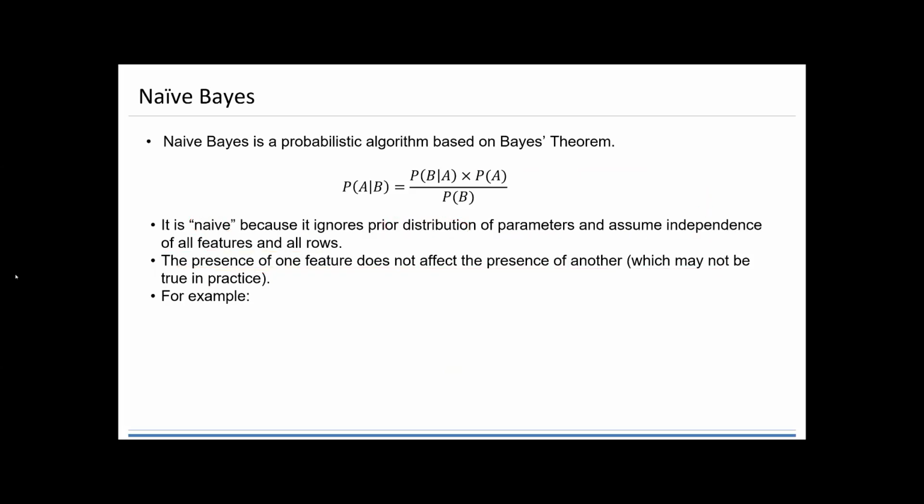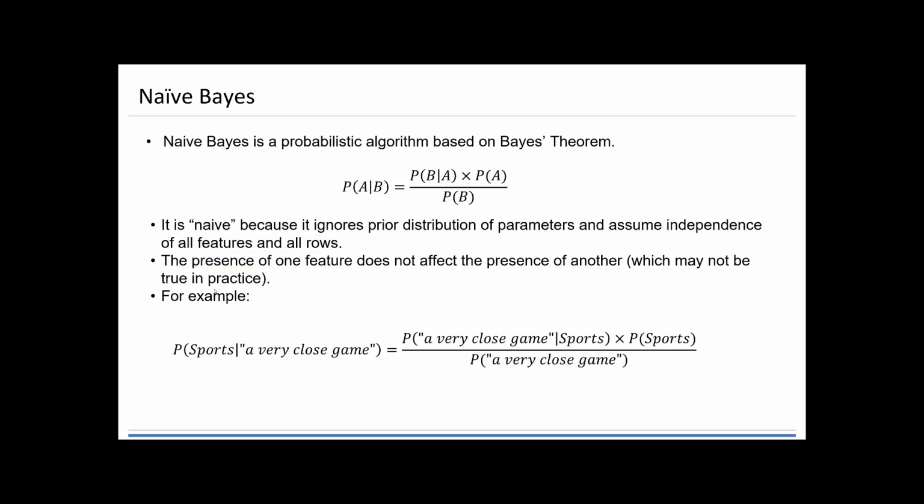So for example, if we have the probability of sports given the text "a very close game", it means I can know what is the probability that this text appears given that the category is sports, and I can multiply with the probability of sports and divide it by the probability of "a very close game". Okay.